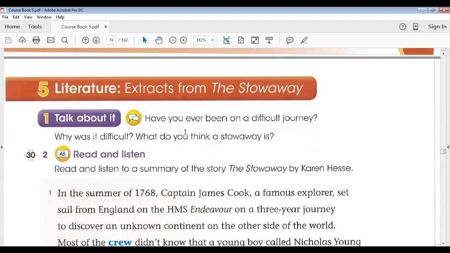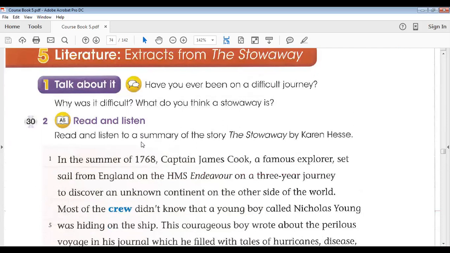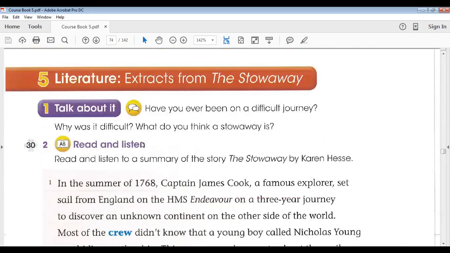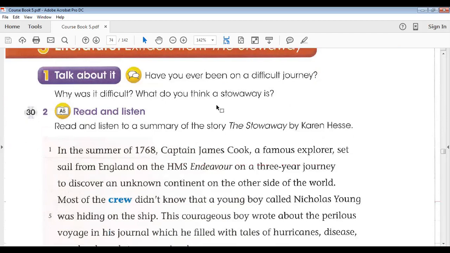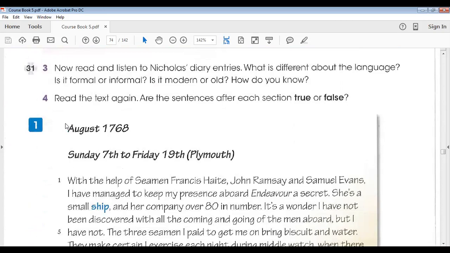Today we resumed our lesson 5, English Student Book, page number 74 till 79. In the last lesson we completed the first three activities. We listened to the story as well. We discussed lesson objectives and vocabulary slides. So today we resumed our lesson from reading.